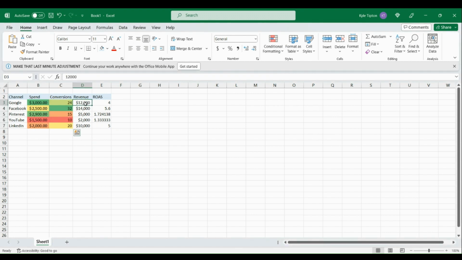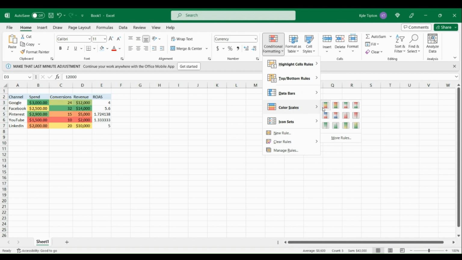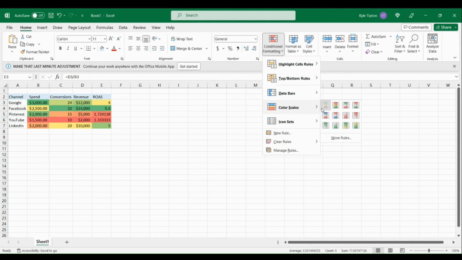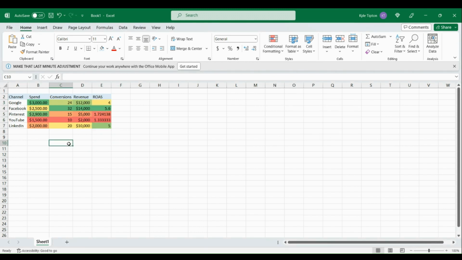It's an easy way to take a look at your data and see where your highest numbers are at, where your lowest numbers are at, and it's very beneficial through any types of data that you may be looking at.